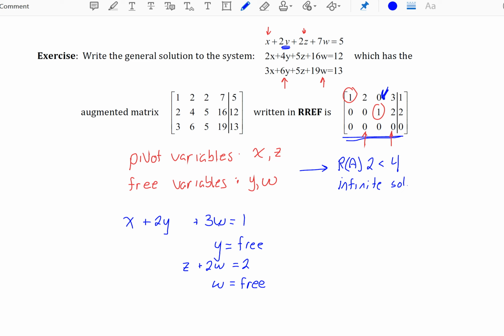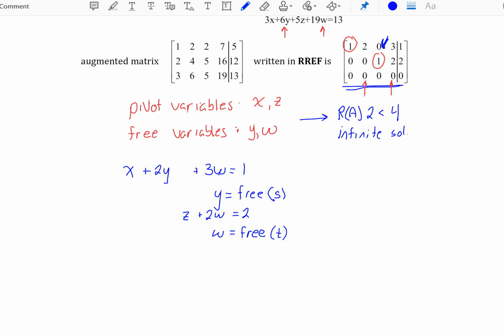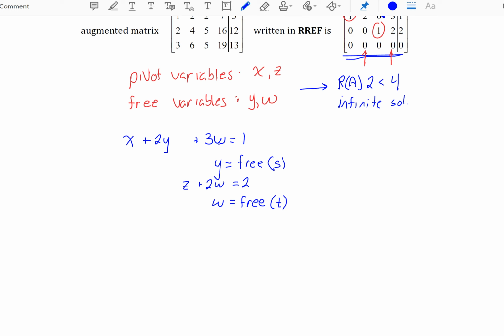Again, we would like to replace our free variables with some other variable. So let's let y be s and w be t. And now let's solve for our pivot variables in terms of our free variables. So we'll rewrite this now. I'm going to write x equals, I'll subtract the 2y to the other side, but instead of calling it y, I'll call it s. So negative 2s, subtract 3w, but w is really t, plus 1.